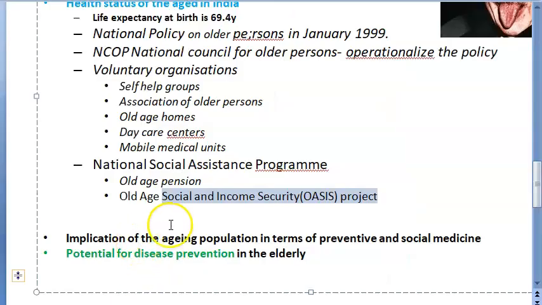Why did they launch it? To examine policy questions connected with old age income security. Oh, they launched it to examine the policy questions. Okay, okay.